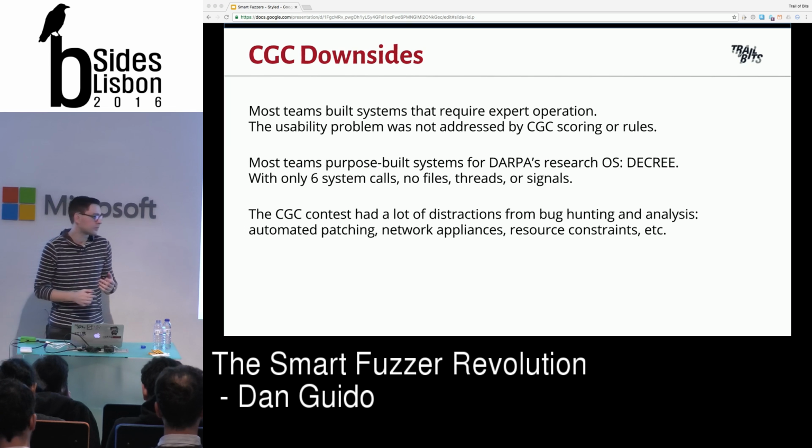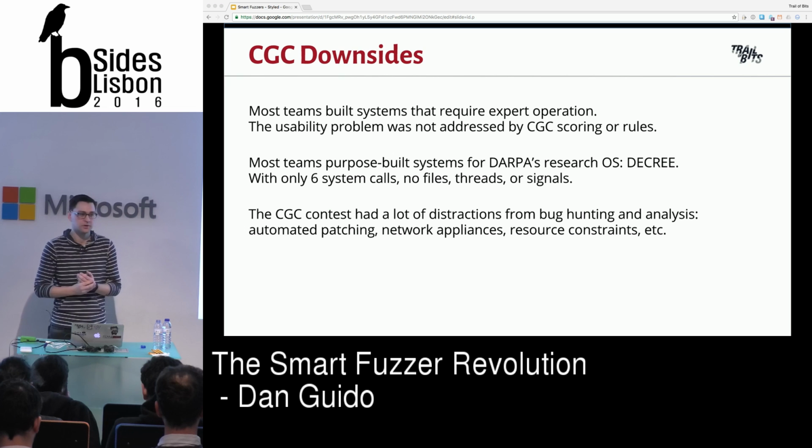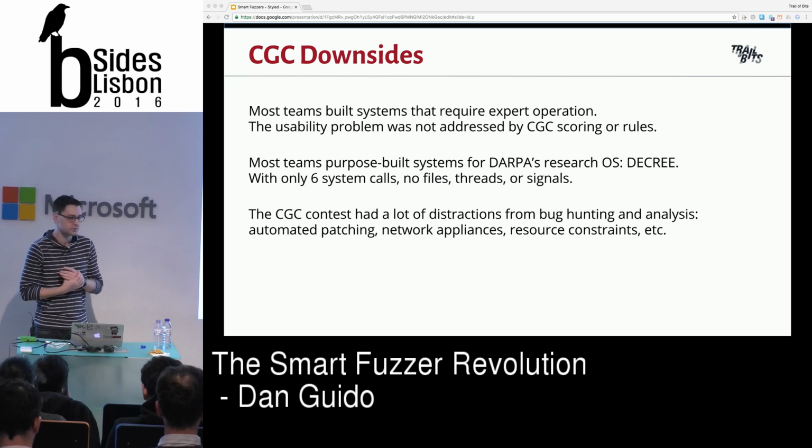The usability problem was not scored in the Cyber Grand Challenge, and therefore there was no real advancement made on that front. That's fine. It's not really DARPA's concern. They care about advancing the state of research. It's on us, and it's on everyone in this room to figure it out post-challenge.